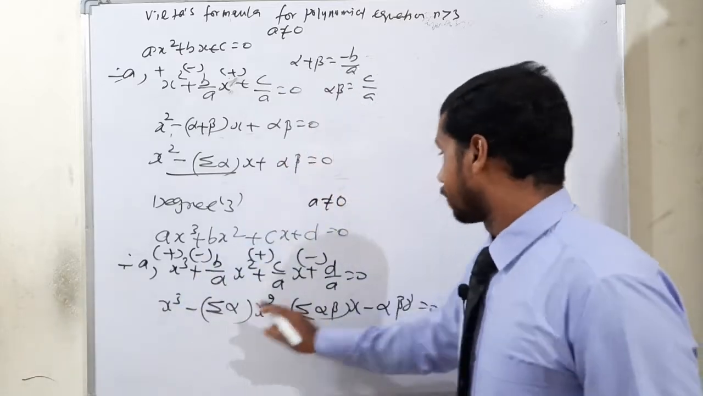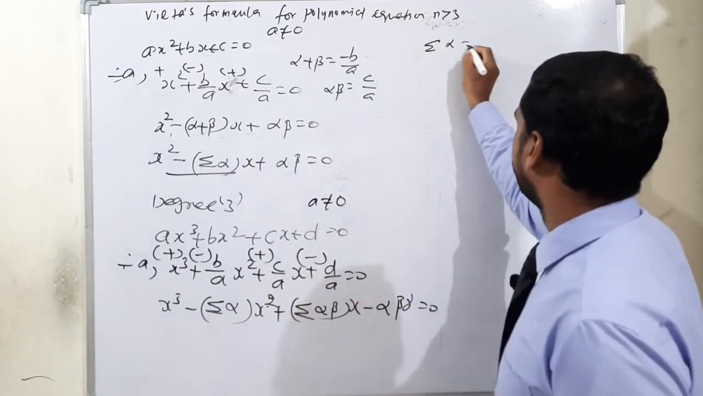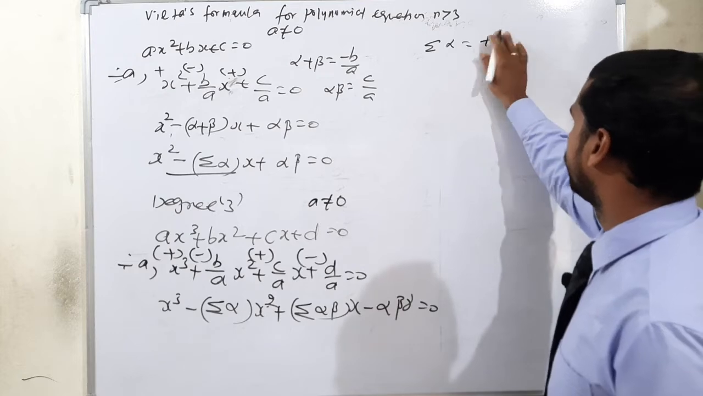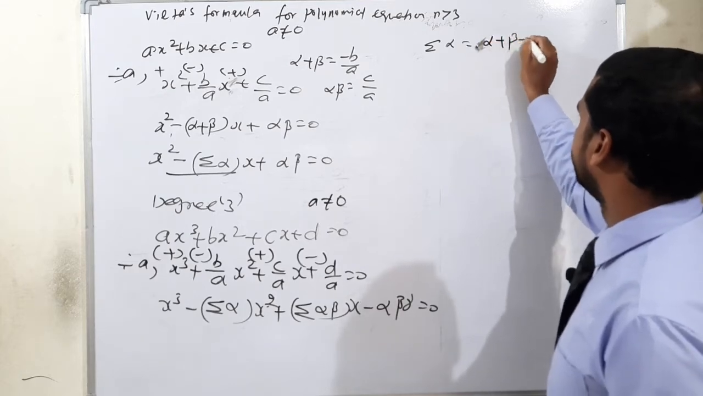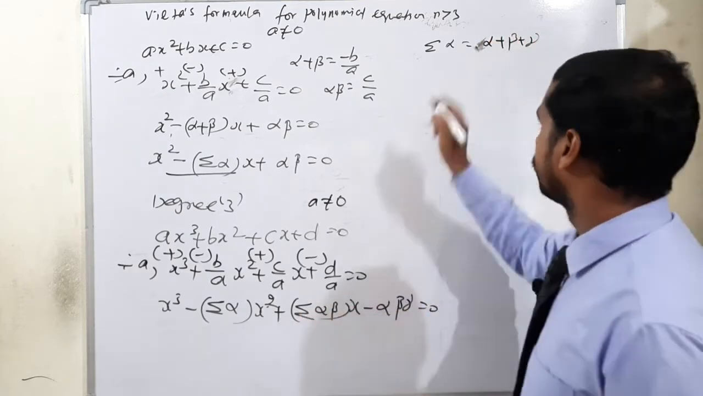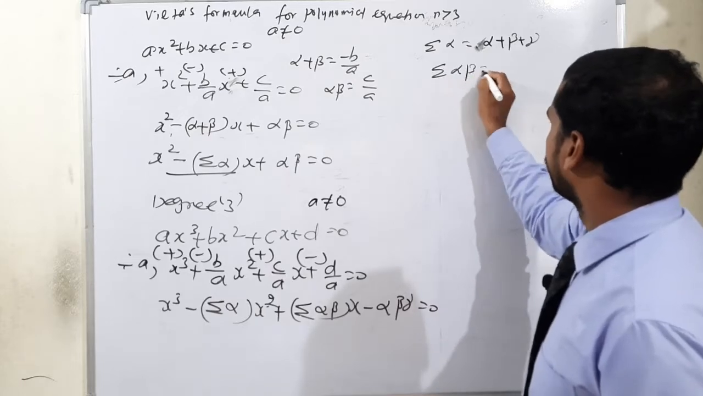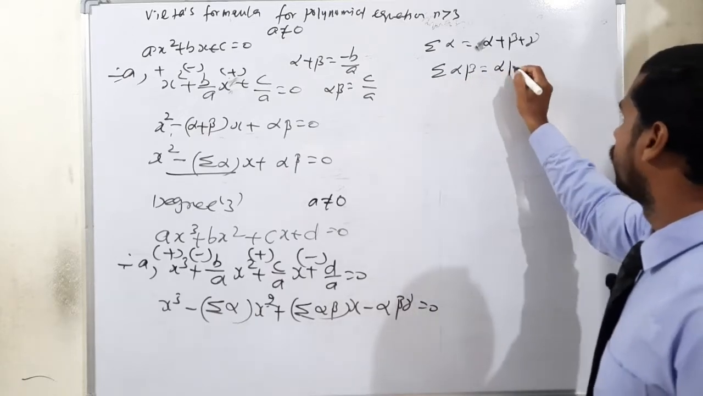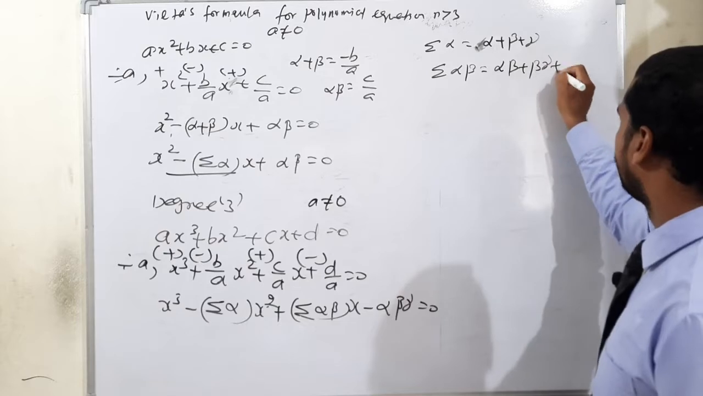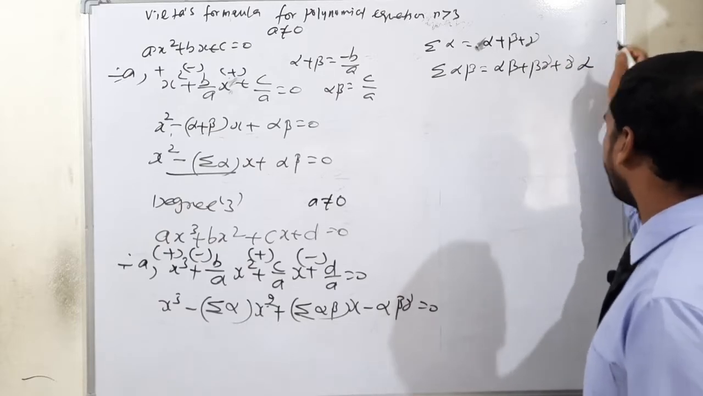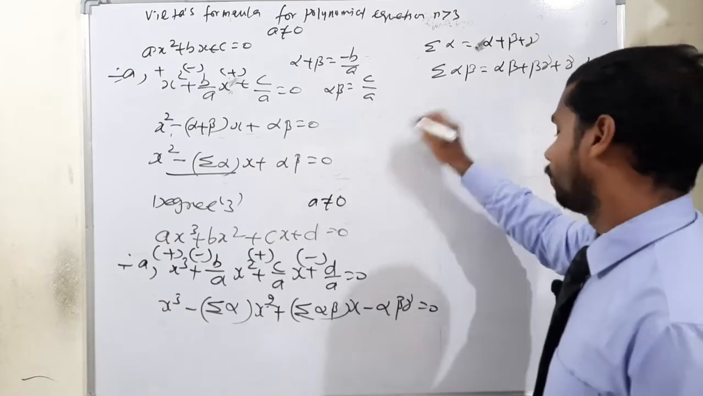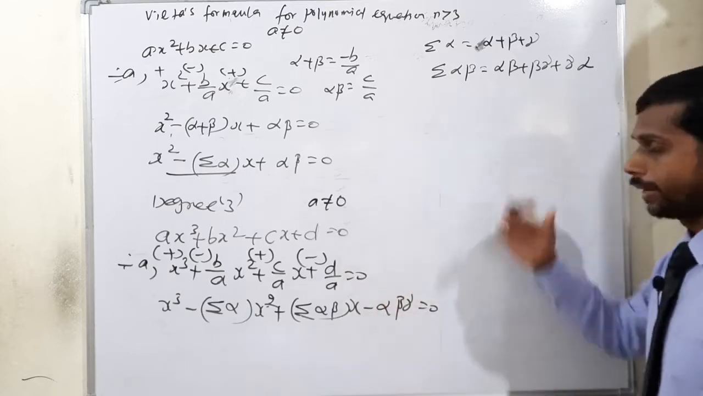So just write it: summation of alpha means what? The sum of the roots taken one at a time, that is alpha plus beta plus gamma. Second part, the sum of products of the roots taken two at a time, that is alpha beta, then beta gamma, then gamma alpha. As well as the last one, the product, only the constant. So you can write it directly.